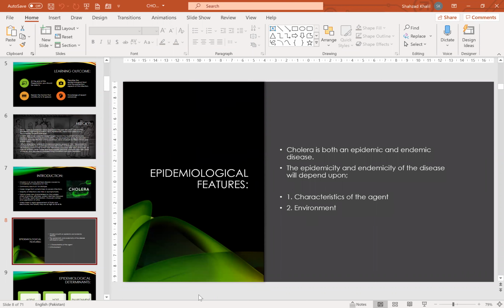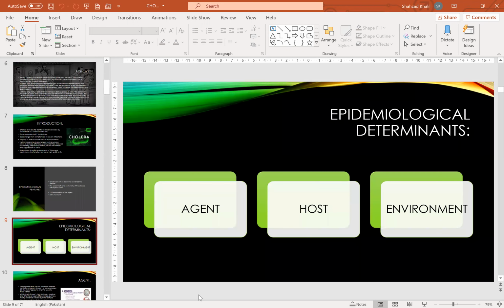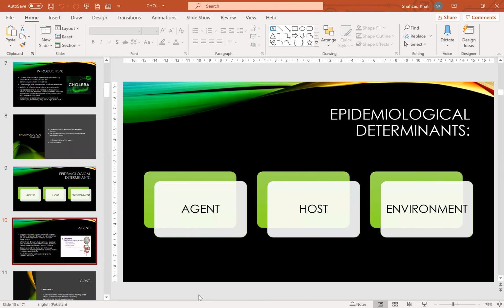Epidemiological features. Cholera is both an epidemic and endemic disease. The epidemicity and endemicity of the disease will depend upon characteristics of the agent and environment. Epidemiological determinants include agent, host, and environment.